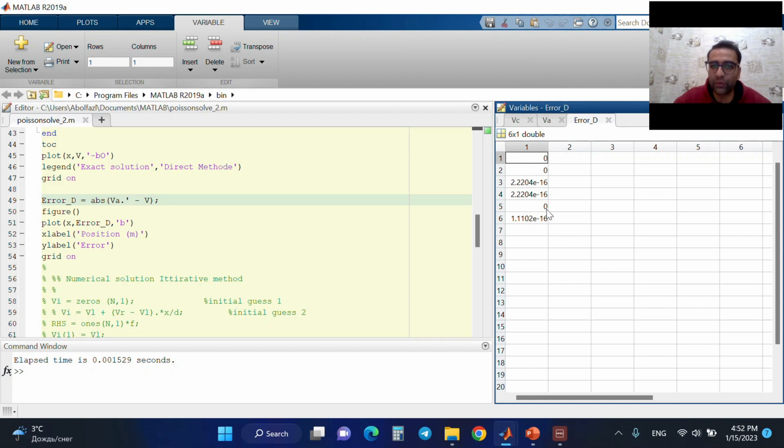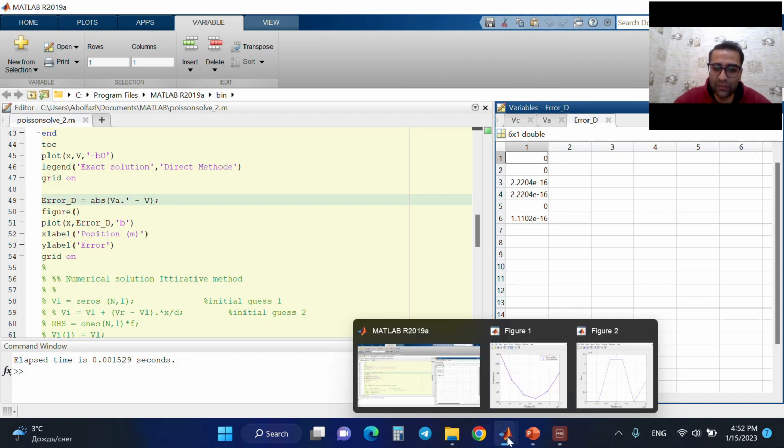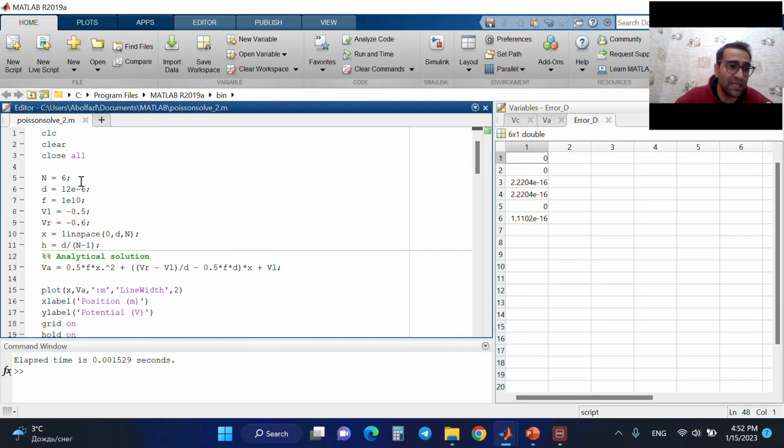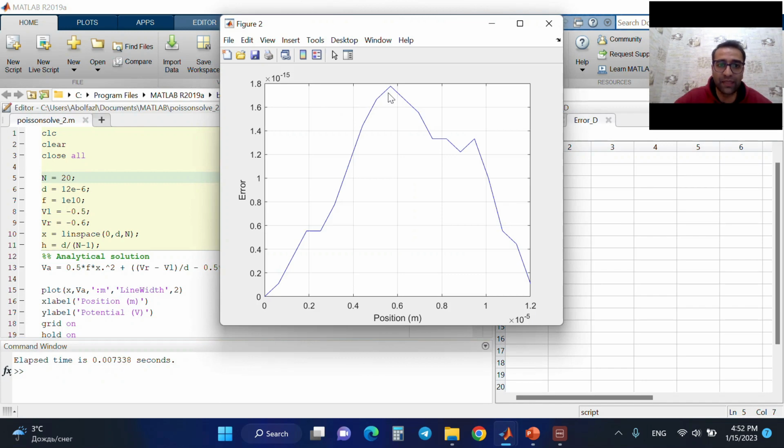And you see the maximum of the error, and easily we can see here it is in the order of 10 to the power of minus 16. Okay, let's increase the number of grid points. Now we see that when the number of grid points is 6, the error is in the order of 10 to minus 16, right? Let's increase it to 20. How much is the error? The absolute error is about 10 to minus 15.